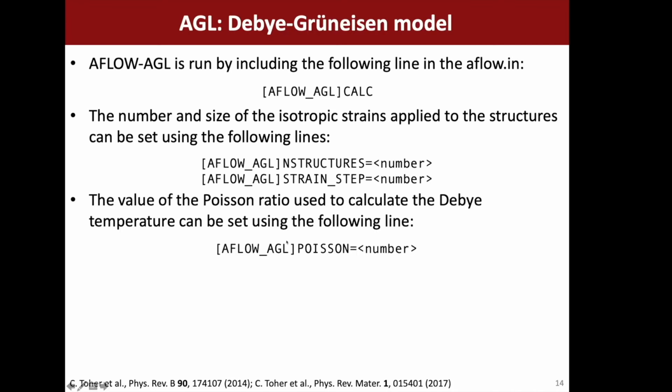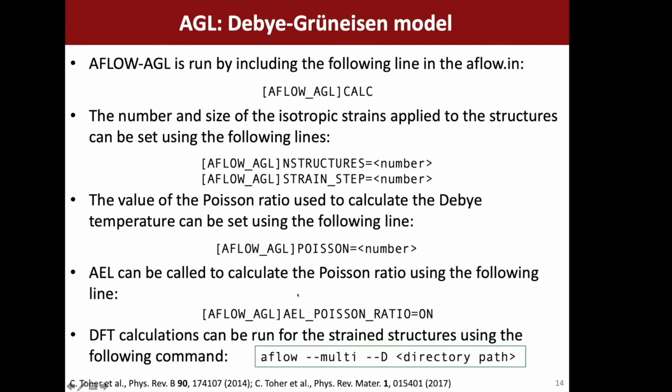Then you can also set by hand the value of a Poisson ratio you want to use, if you want to use a specific value. Alternatively, you can use the AEL value, so the value that's already been calculated from an AEL workflow. And if this is included and an AEL hasn't been run yet, AFLOW knows to run AEL first before it tries to calculate this. And again, you can do the full set of DFT calculations using the AFLOW --multi command. And this will automatically descend down into all the subdirectories and run all the DFT calculations.